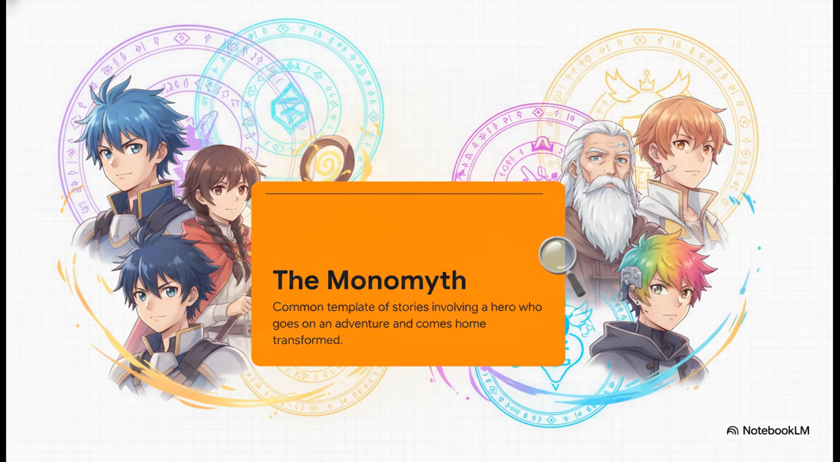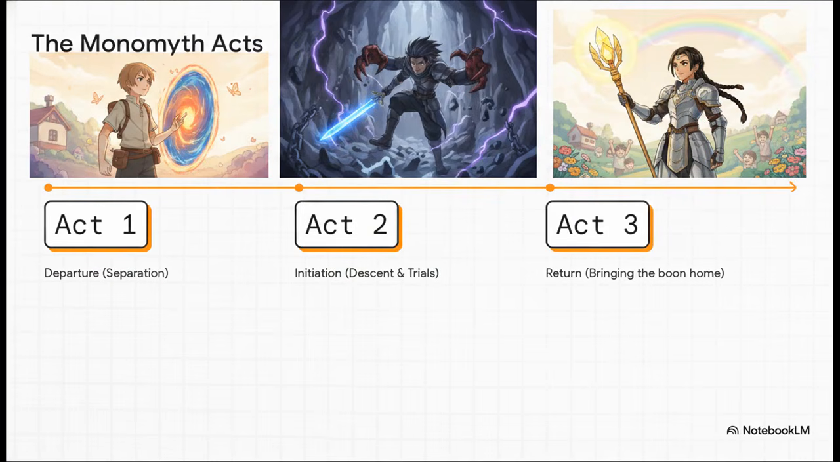Campbell basically observed that across completely different cultures and eras, human beings tell the exact same foundational story. By tapping into this, you're aligning your new anime hero with the deep psychological rhythms that we've been responding to for literally thousands of years. Now, Campbell originally broke this journey down into 17 specific stages, which is a lot, but we can easily map them chronologically across 3 overarching acts to make it way more digestible.